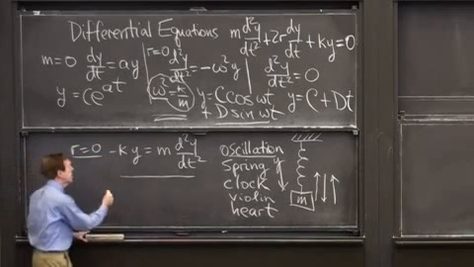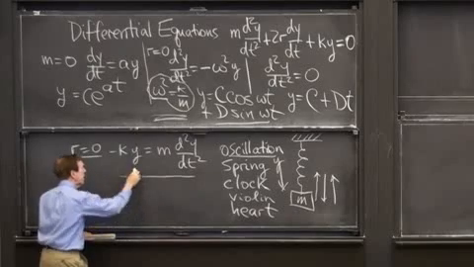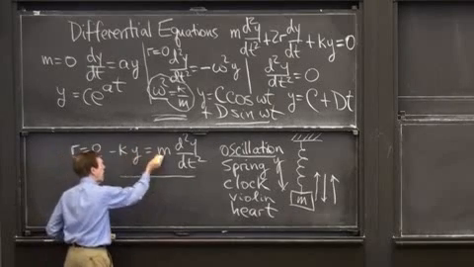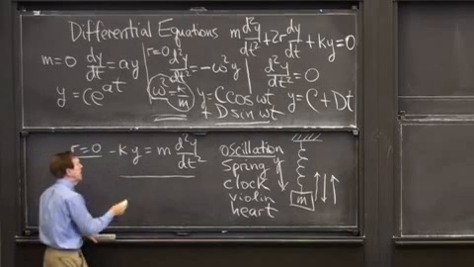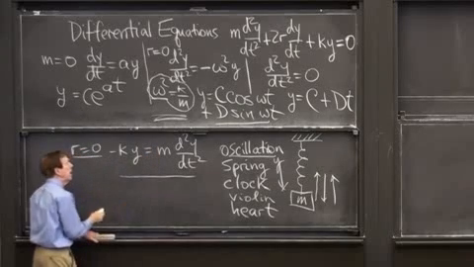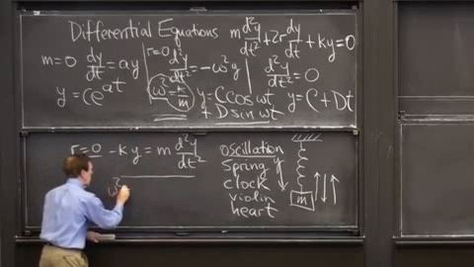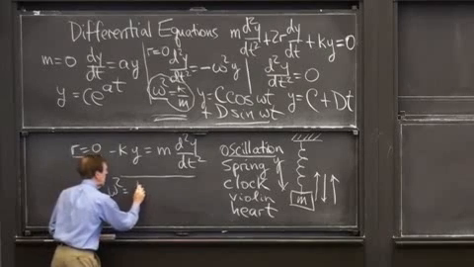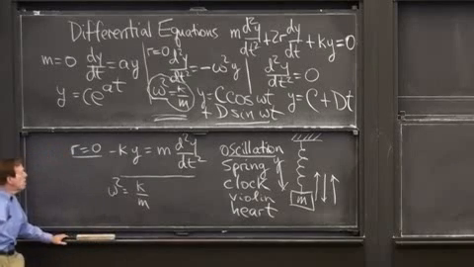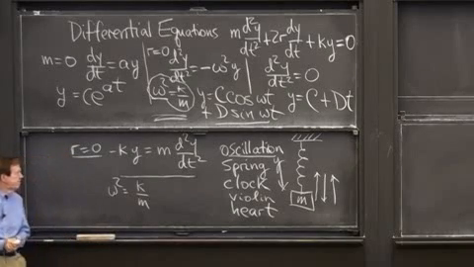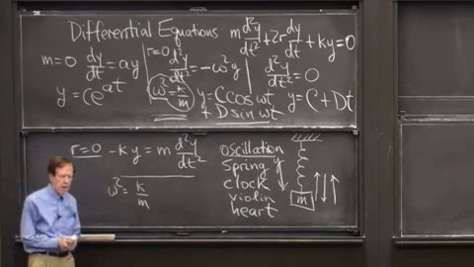Okay, and let's just remember this. Let me repeat that: when I put that onto the other side and divide by m, sorry, then I see the omega squared. So omega squared is k over m, right. Okay, that's the simple case.